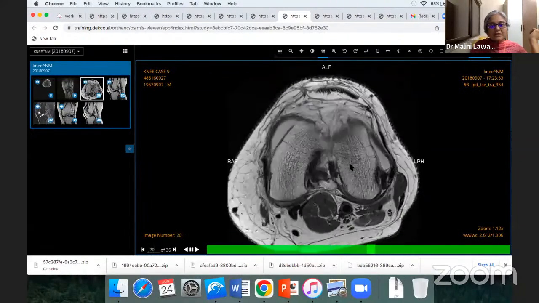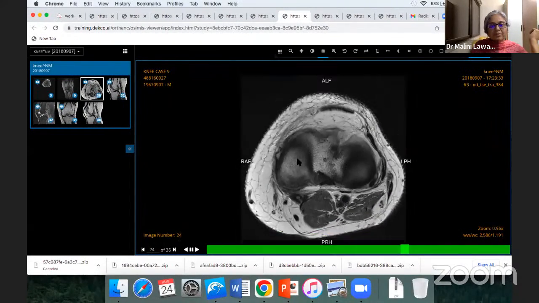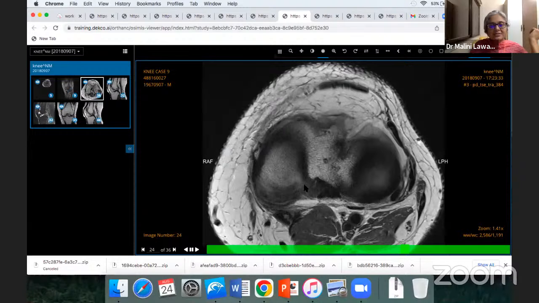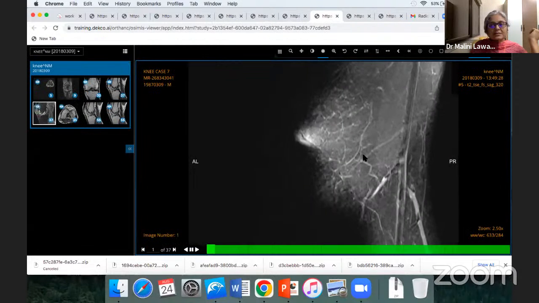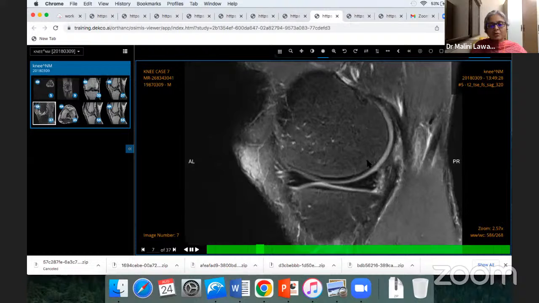On the axial, how will I see it? This meniscus here is not attaching to the tibia. Let's look at the next case. I just thought few cases which we see normally.